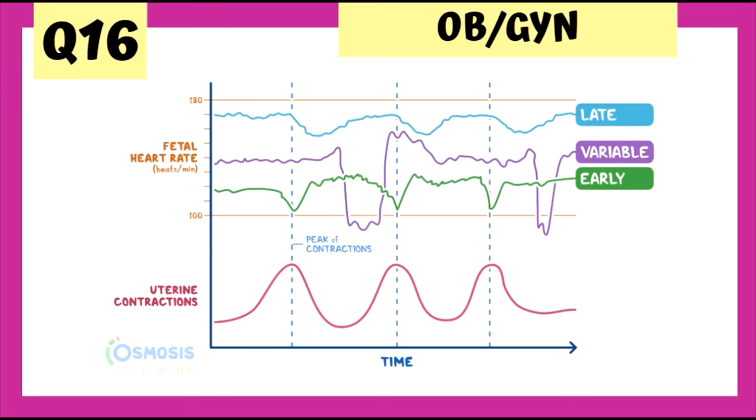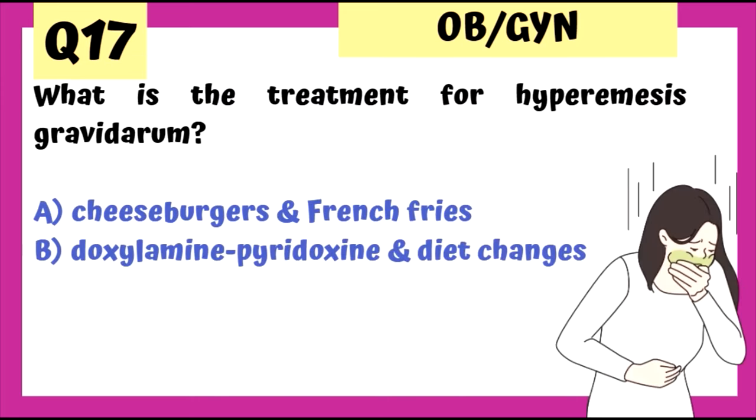Okay, here's just a chart from Osmosis. We'll move on now to the next question. What is the treatment for hyperemesis gravidarum? And the answer is doxylamine, pyridoxine, and diet changes. These are how we treat hyperemesis gravidarum, not with cheeseburgers and fries. That would probably make things much worse. Bland food is what the woman wants to go with.